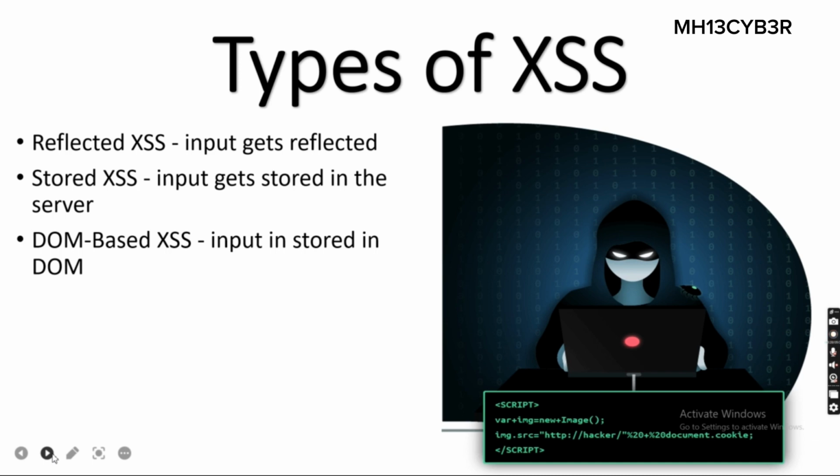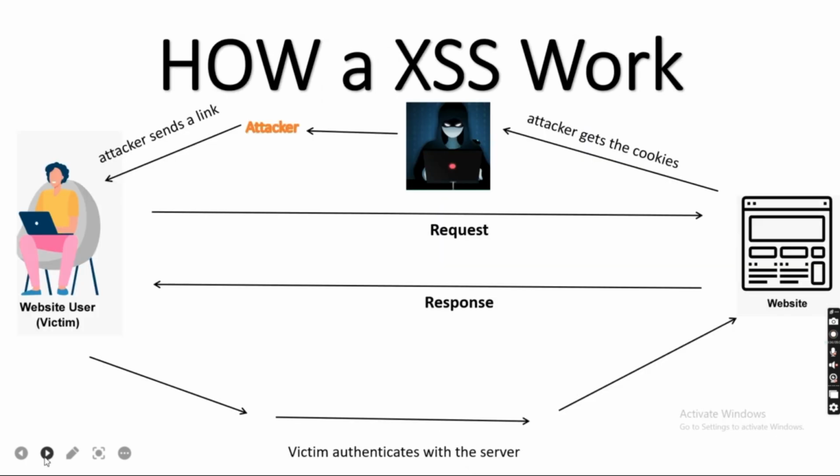How does XSS work? Here is an example through which you will understand how a basic XSS works. As you can see, there is a client on the left side, on the right side there is a server, and there is an attacker. So the attacker sends a link to the client. The client will click on that link, and the client or the victim will authenticate with the server. Remember, the link contains the malicious payload.